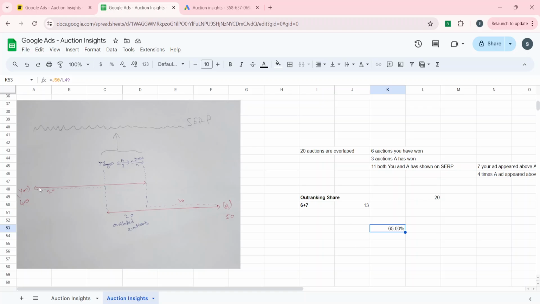Okay. So here I am not considering these individual auctions where there is no competitor. So this outranking share will only be considered if there is any competitor. Okay. I hope you are getting these points, right?